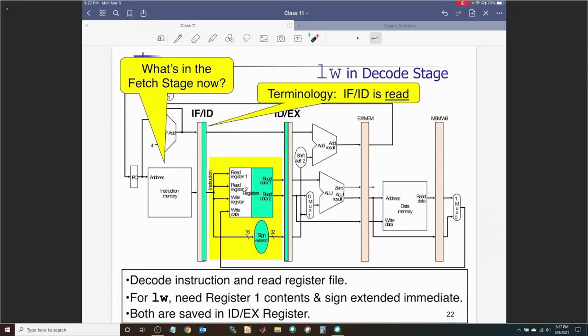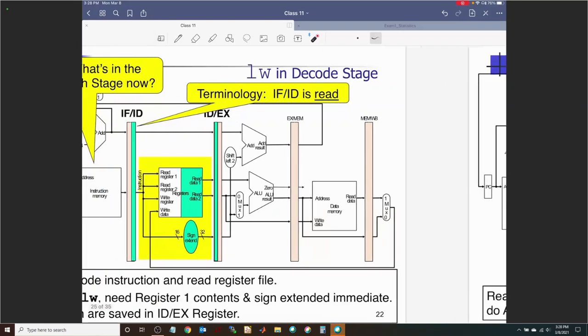So decode instruction and read register file. That was happening as far as the load word in the decode stage was concerned. For load word, you need register 1 contents, and also the sign extended immediate. Okay, so you got read register 1, you got the sign extended value as well. Both will be saved in the IDEX interstage pipeline buffer. So read from this and write to this. And what's in this stage now is free, so your next instruction can start getting in there.